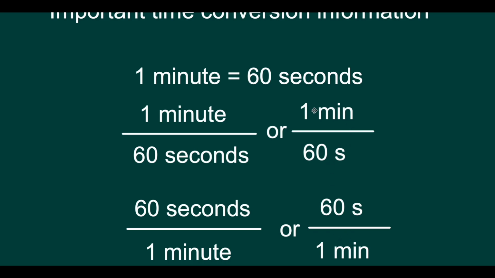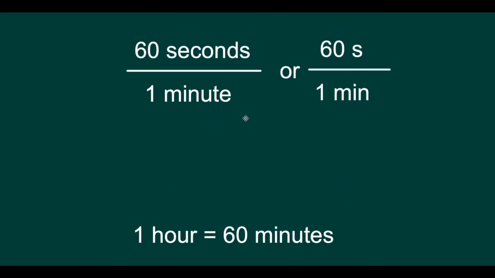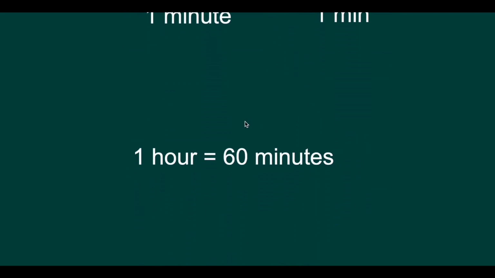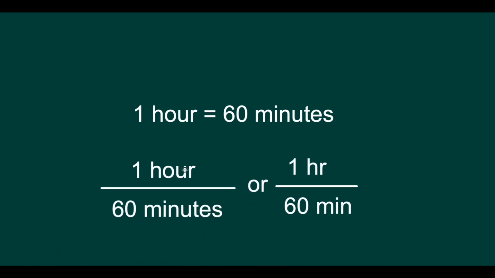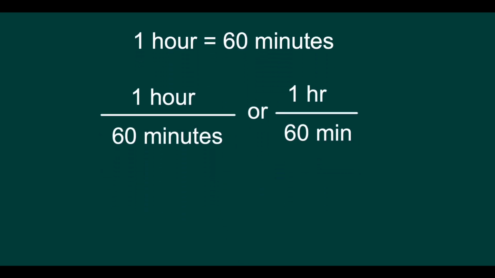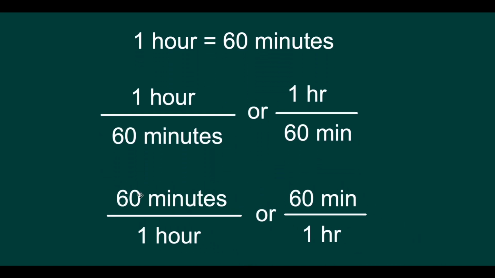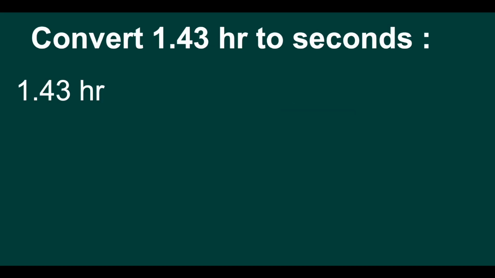Now, just to remember that these are in fact just the number 1, because 1 minute over 60 seconds is equivalent to the number 1. The other thing we have to remember is there are 60 minutes in 1 hour. As a ratio, that would be 1 hour is equivalent to 60 minutes. Or the other way of writing it is there are 60 minutes per hour. So now that we have those two ratios, we're going to go ahead and convert.